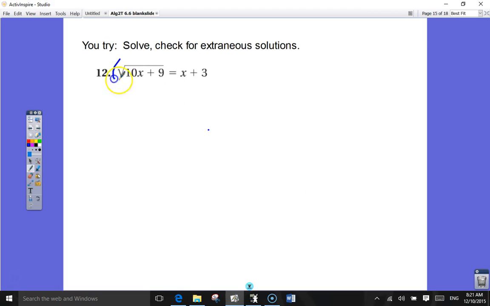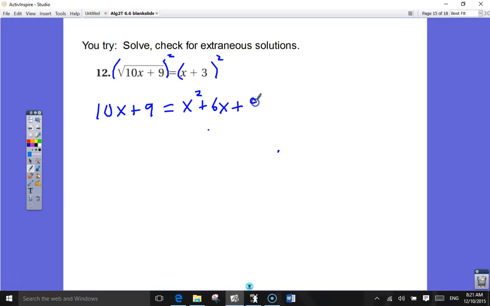I have to square it, right? So if I square that side, I have to square this side. So the square of a square root is 10x plus 9 equals, what's this x plus 3 squared? It's not x squared plus 9. Right, remember it's x plus 3 times x plus 3, which makes that x squared plus 6x plus 9.